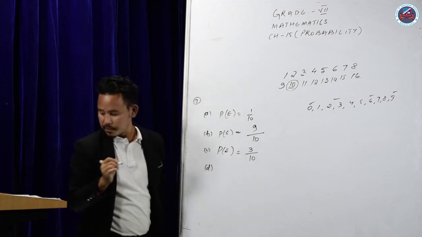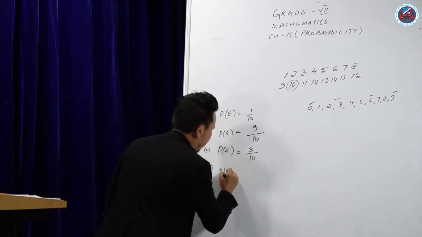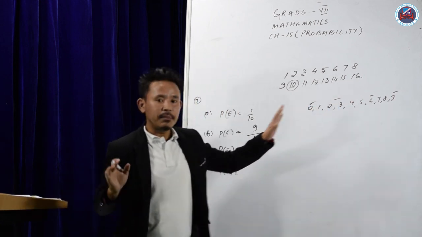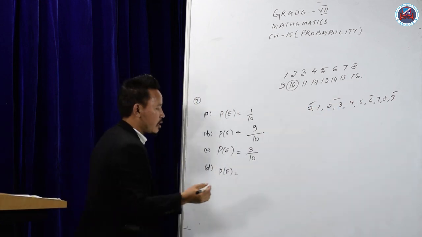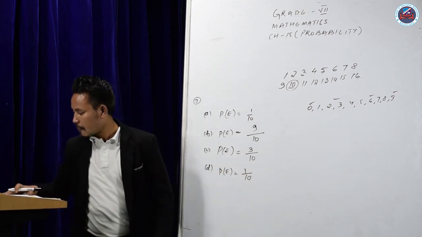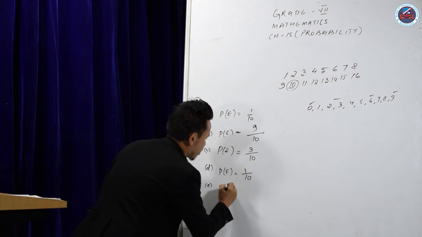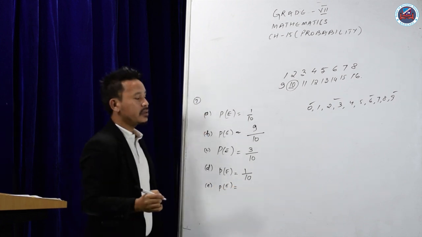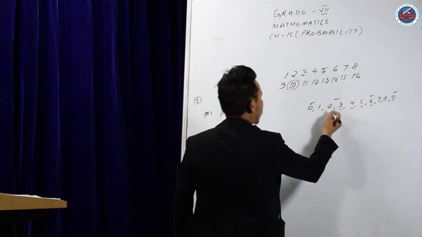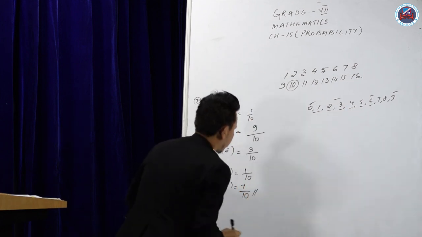Number D, 3.5. Probability of an event to get 3.5. That means 3.5 cannot be any of the numbers, right? Yes or no? So we'll consider it as 0 upon 10. Right? So less than 7. Favorable outcomes less than 7 will be 0, 1, 2, 3, 4, 5, 6. That is 7 upon 10.